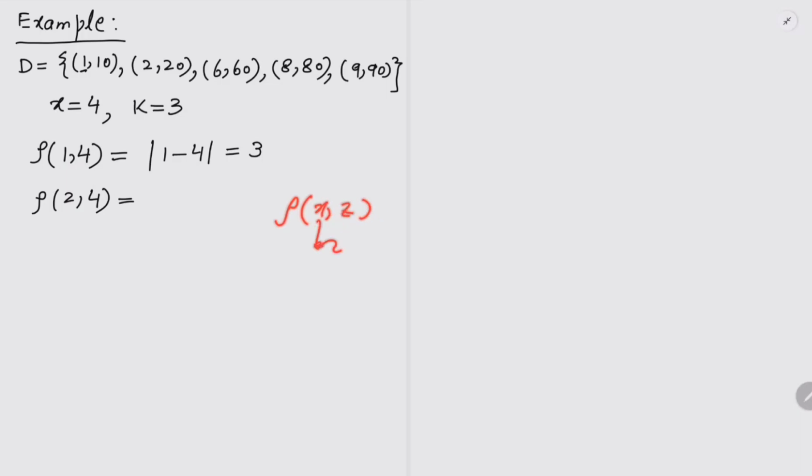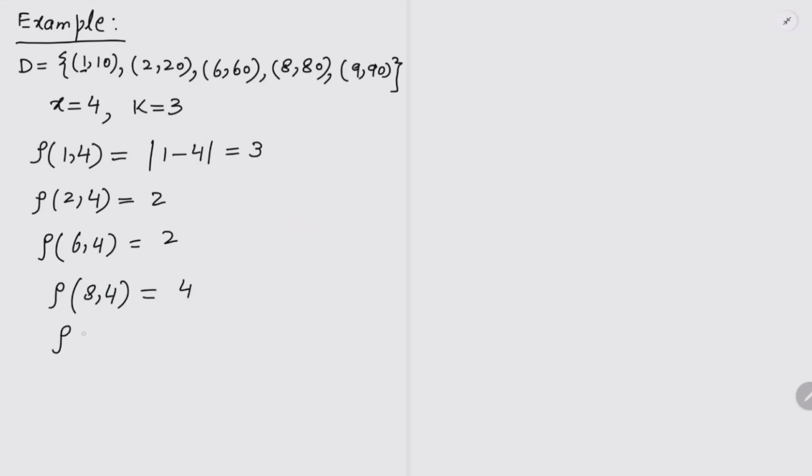So this is your given data set, and this is the point where you want to find the prediction. In this case, 2 minus 4 is 2, 6 minus 4 is 2, and we take a mod, 8 minus 4 is 4, 9 minus 4 is 5. So these are the distances.